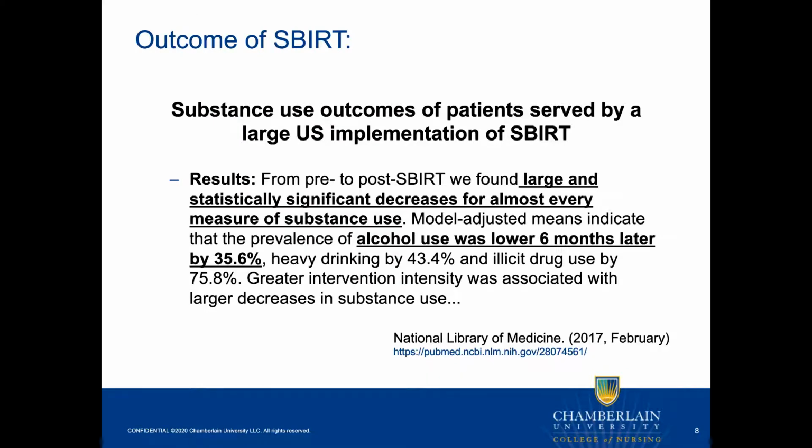Substance use outcomes of patients served by large U.S. implementation of SBIRT. The result from pre to post SBIRT, we found large and statistically significant decreases for almost every measure of substance use. Model adjusted means indicate that the prevalence of alcohol use was lower 6 months later by 35.6%, heavy drinking by 43.4%, and illicit drug use by 75.8%.